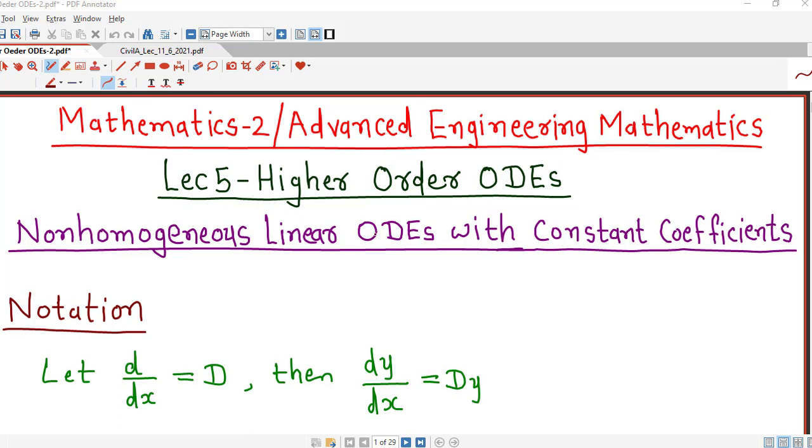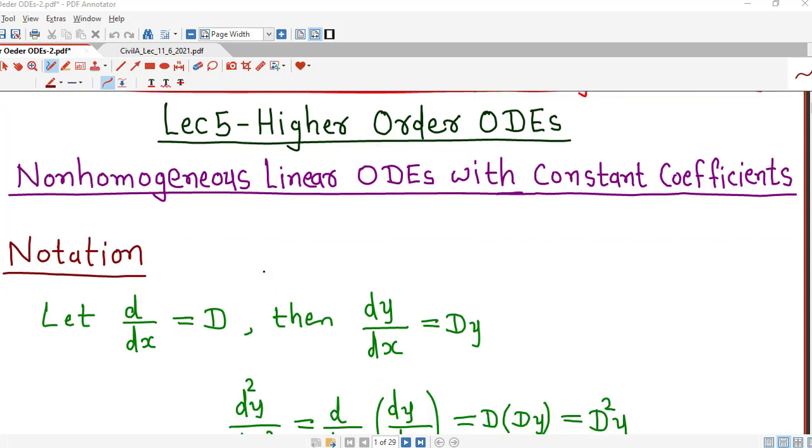In previous lectures we have discussed how to solve homogeneous linear differential equations. From this lecture onwards we are going to solve non-homogeneous linear ordinary differential equations. We will discuss the methods for solving non-homogeneous linear differential equations with constant coefficients. So before we proceed further, we understand one notation.